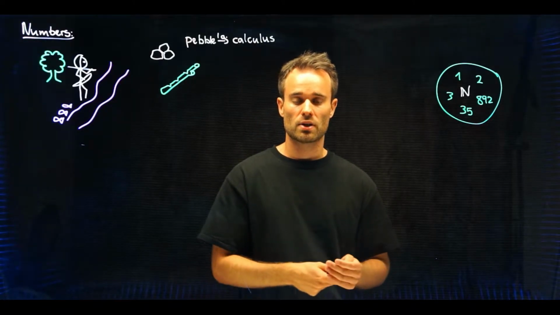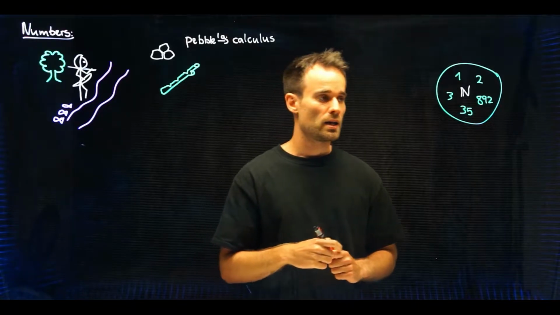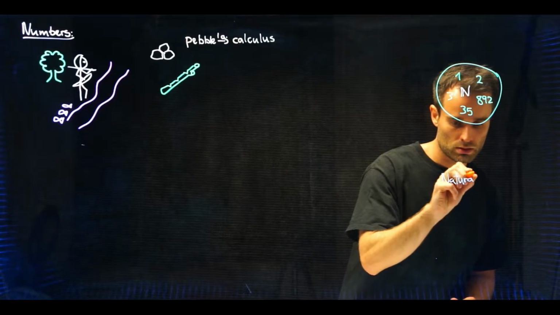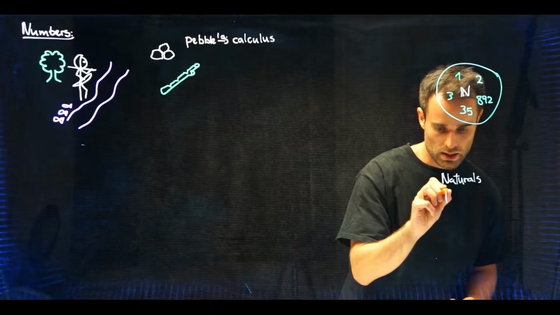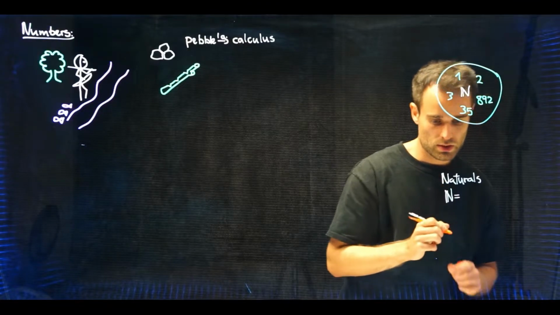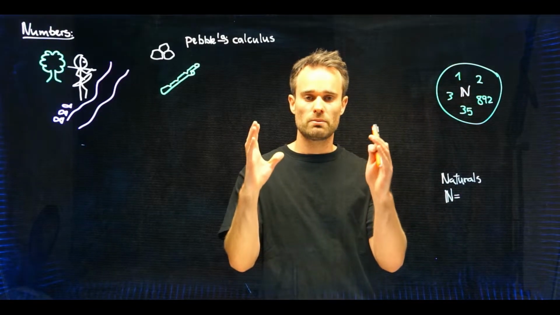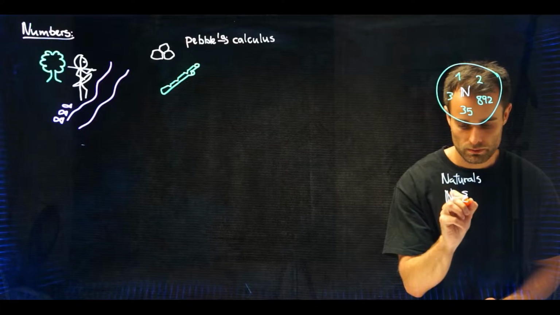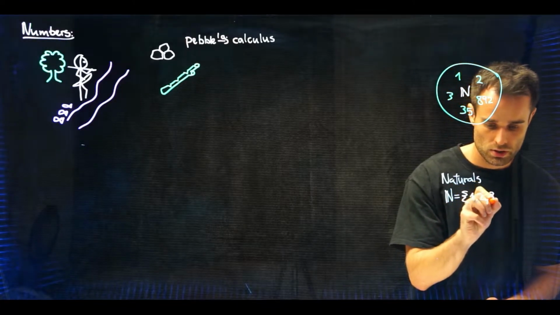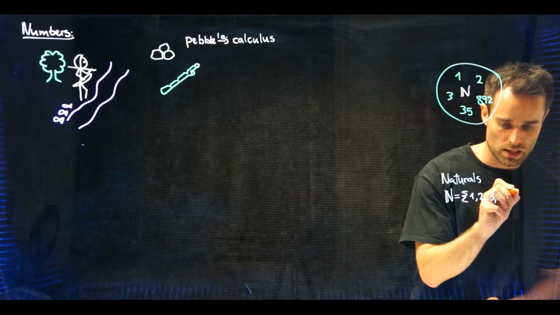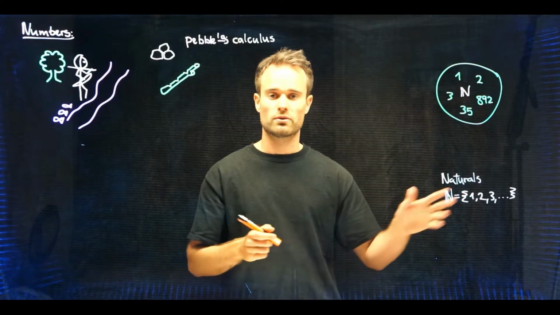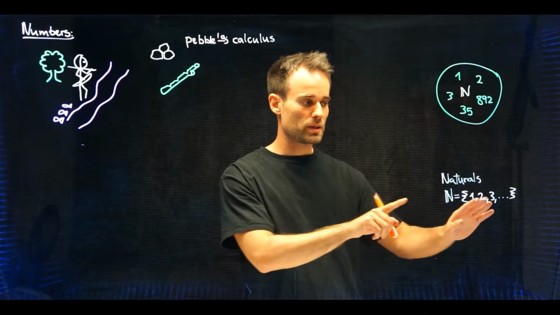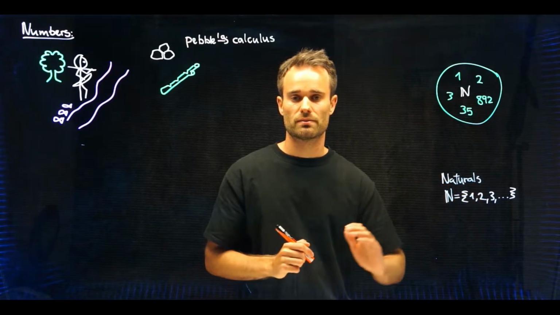We can also describe this set of numbers mathematically. And the way we would do that is we would write N equals, and then in between curly brackets, we'd list all of the elements of this set: 1, 2, 3, and so on, to indicate that this goes on all the way up to infinity. So here we have a mathematical description of the elements within the set of natural numbers.